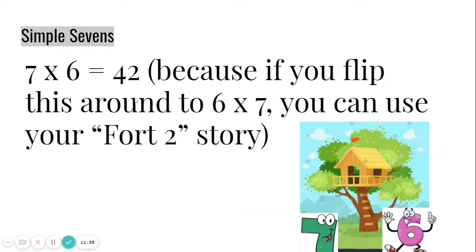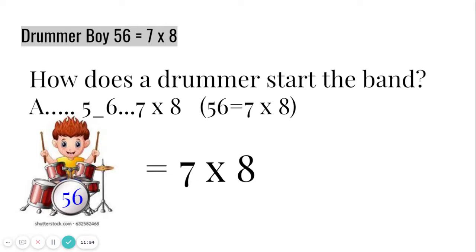Now 7 times 6 is 42. Did you remember to flip it around and do the fort 2 story? 7 times 6 is fort 2. 6 times 7 is fort 2. Okay, there were 2 of them. They built a fort. They named it fort 2. 6 times 7 is 42.